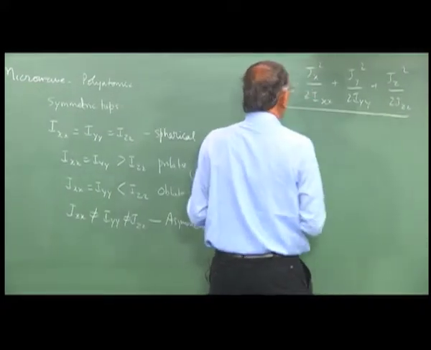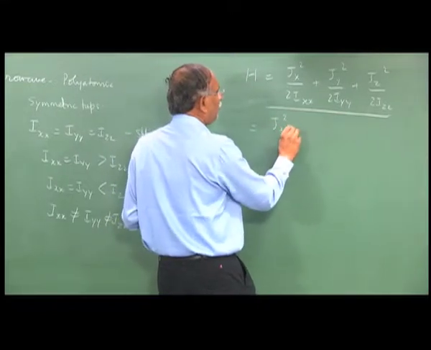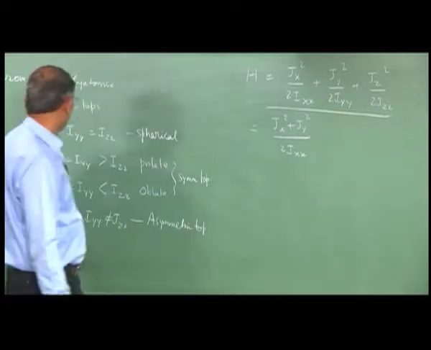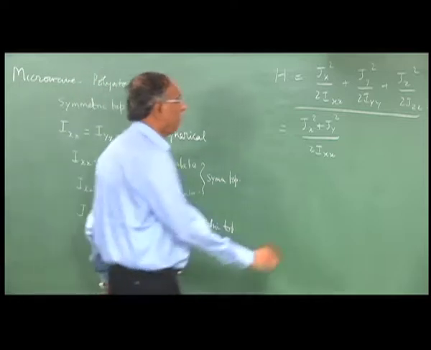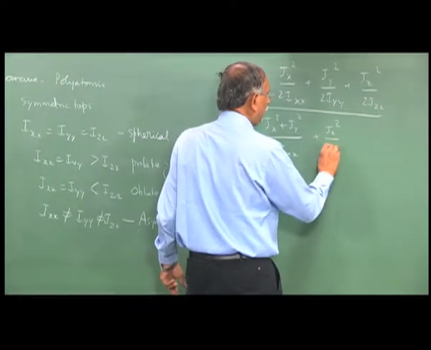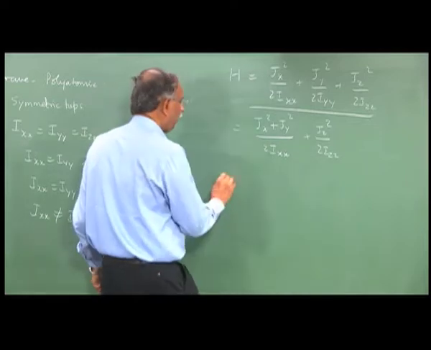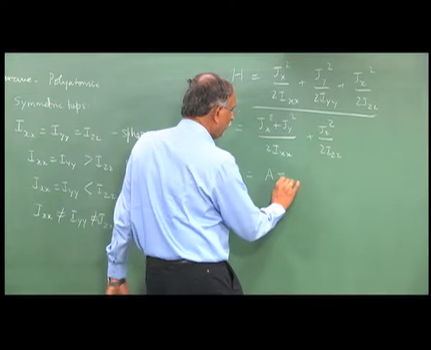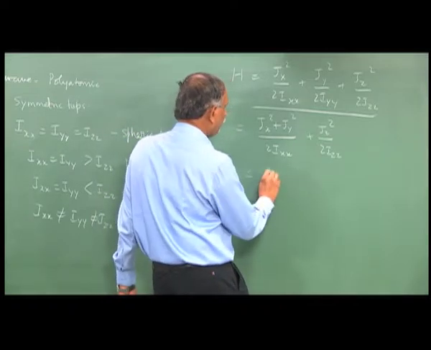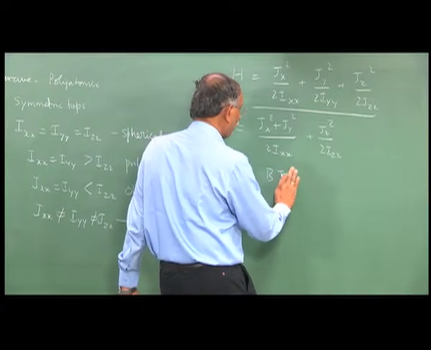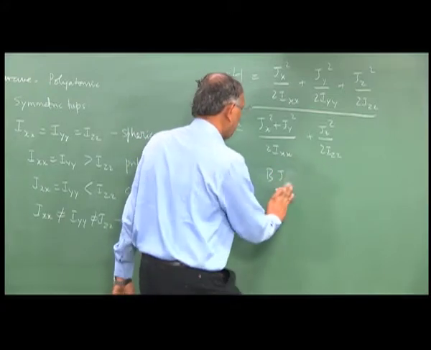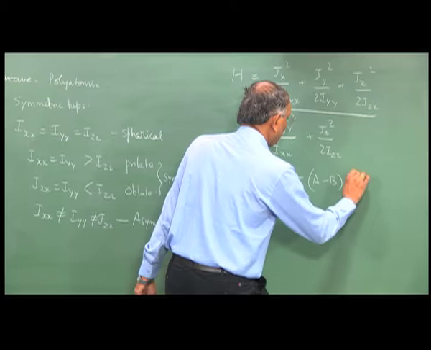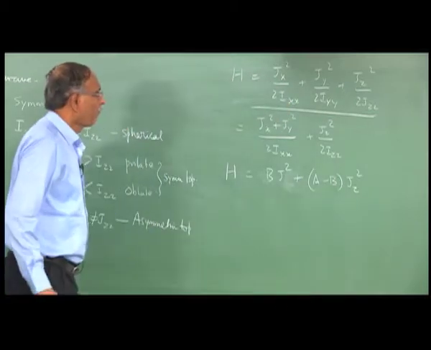This was not solved, but what was solved was the special case, Jx square plus Jy square by 2Ixx when Ixx is equal to Iyy, and Jz square by 2Izz. You recall that I wrote this Hamiltonian as, I believe, B J square plus A minus B Jz square. Okay.